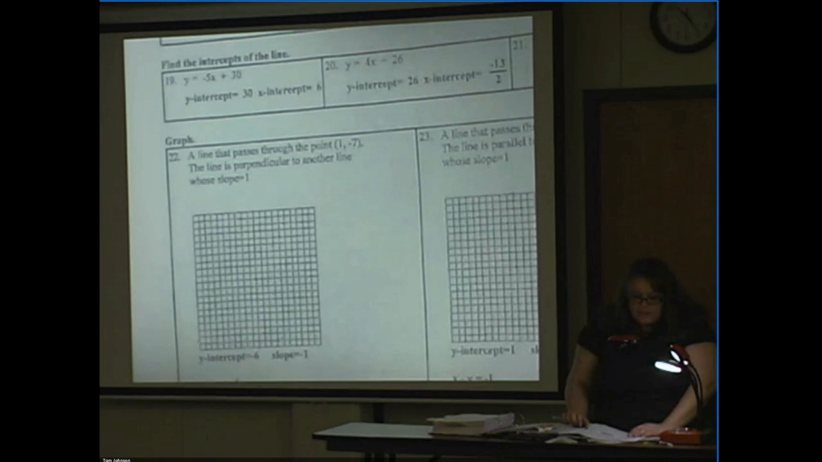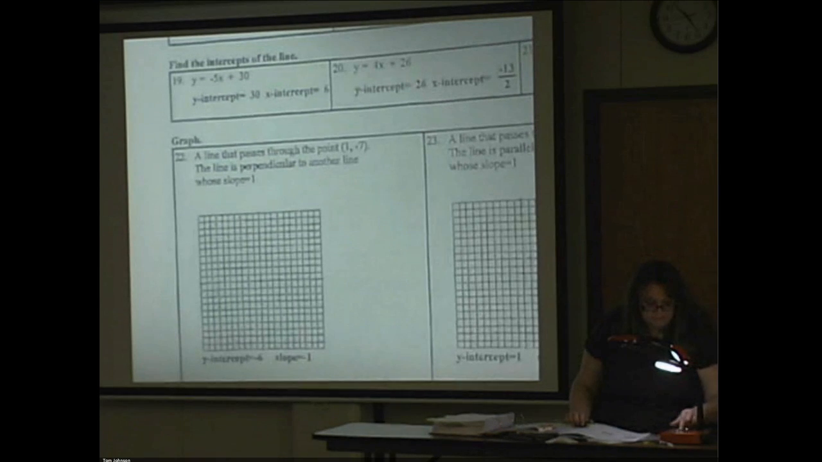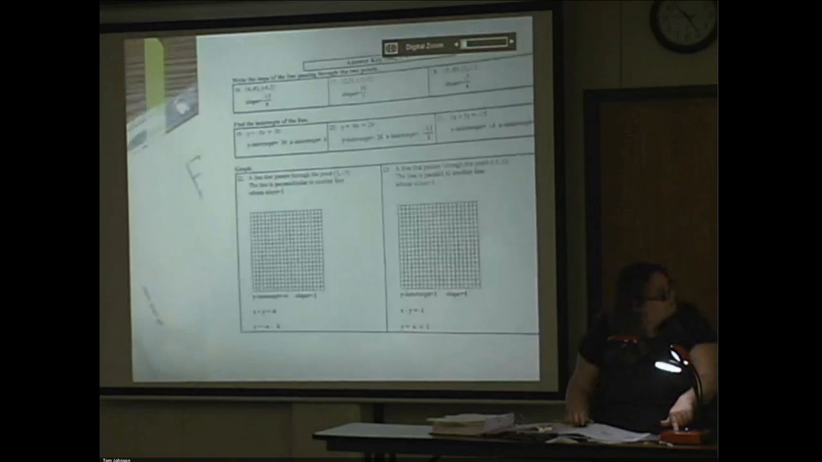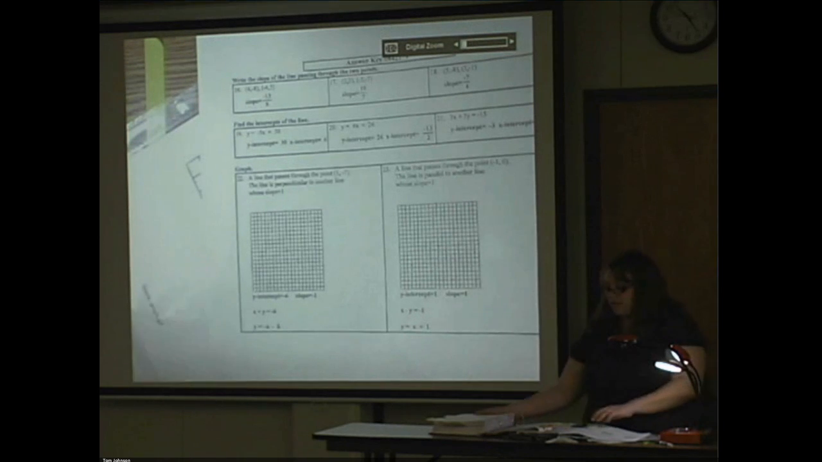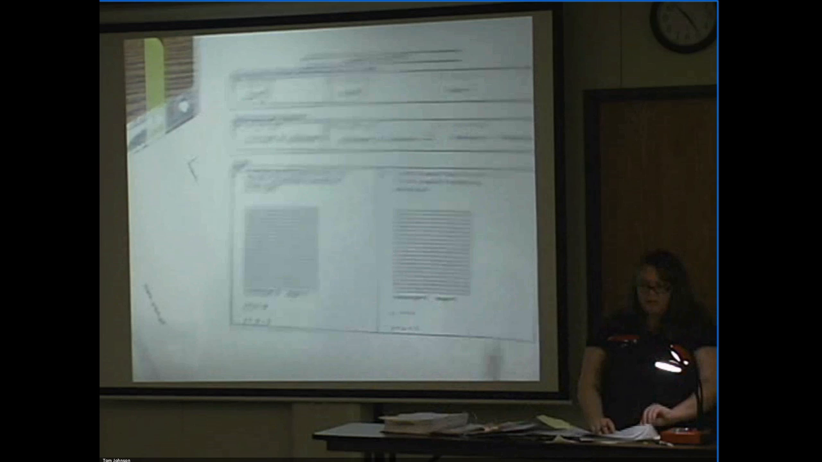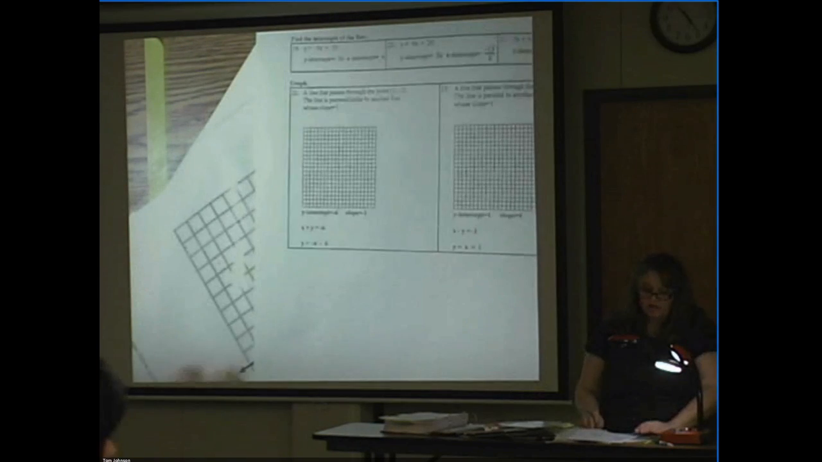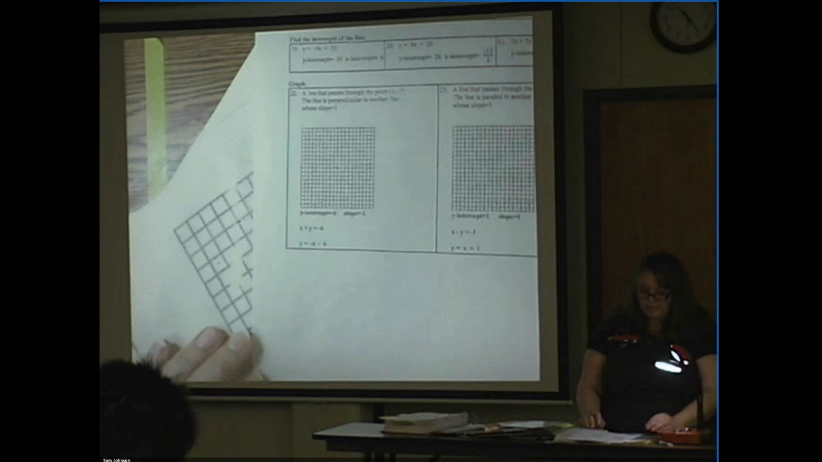And what we're told here is a line passes through the point 1, -7. The line is perpendicular to another line whose slope is 1. You can't read that, can you? I still think you can read that. Okay, so let's go ahead and start from the beginning. We're looking at a line that passes through the ordered pair 1, -7.